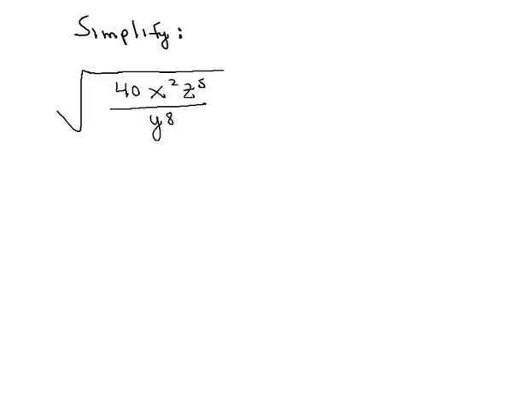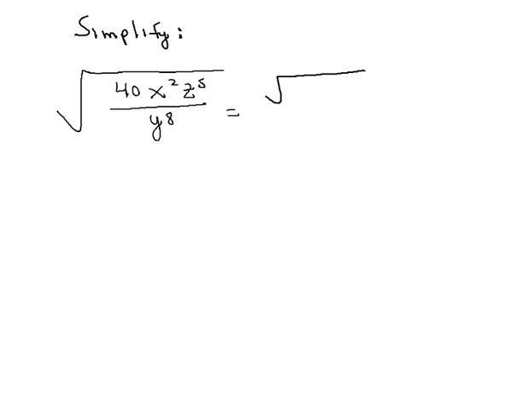Now for our next example, we'll be looking at a problem that will use several of the guidelines for simplifying radical expressions that we've talked about. And the problem is this: we have the square root of 40x squared z to the 5th divided by y to the 8th. And you'll remember that one guideline is that we don't want to leave a fraction as a radicand. So what we'll do first then is to rewrite this using the quotient property.